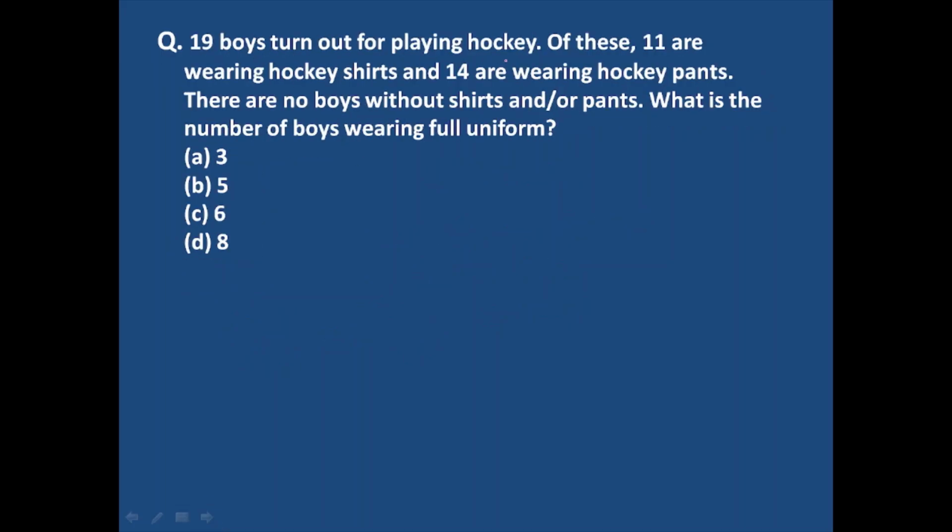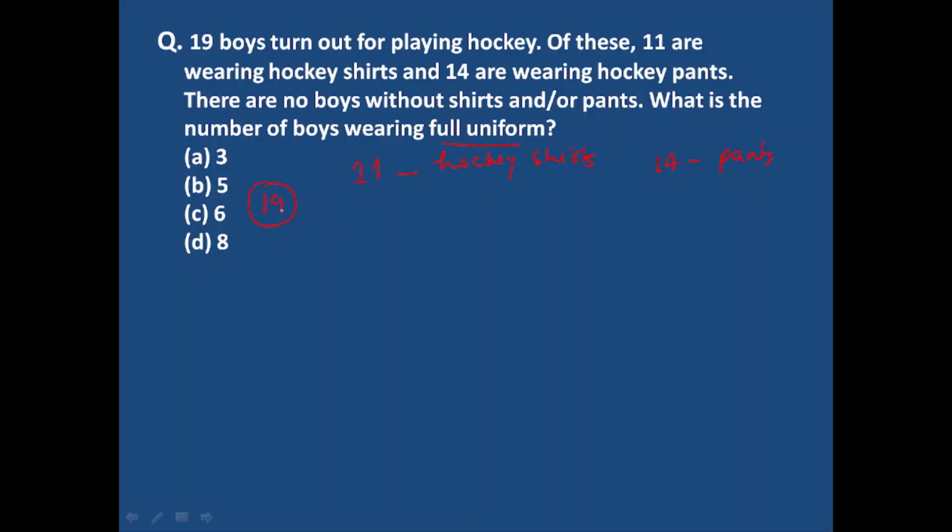19 boys turn out for playing hockey. Of these, 11 are wearing hockey shirts and 14 are wearing hockey pants. But there are a total of 19 boys. There are no boys without shirt or pant. What is the number of boys wearing full uniform?